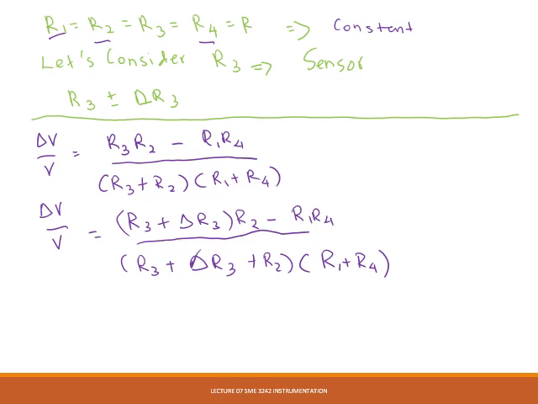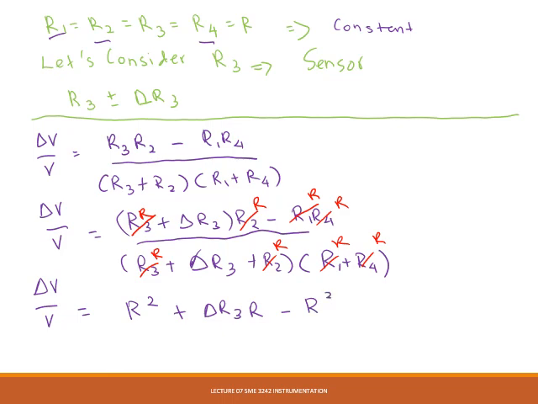And now let's replace all the values here with R. This is R, this is R, this is R. All the resistors are R. Only the change of resistance will not be R. So we get delta V per V equal to R square plus change of R3 multiplied with R minus R square, divide 2R plus change of R3, multiply with 2R. Okay, so then we can cancel this.